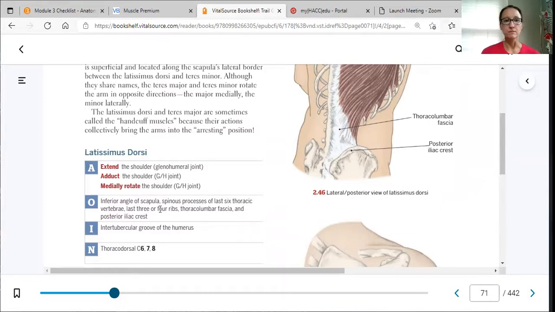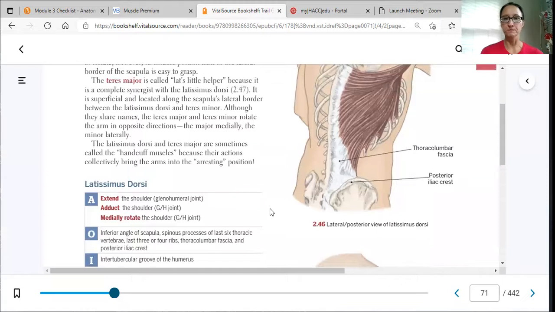Okay, so Latissimus dorsi origin is the inferior angle of the scapula, spinous process of the last 6 thoracic vertebrae, last 3 or 4 ribs, thoracolumbar fascia, and posterior iliac crest. There's a lot to unpack there.